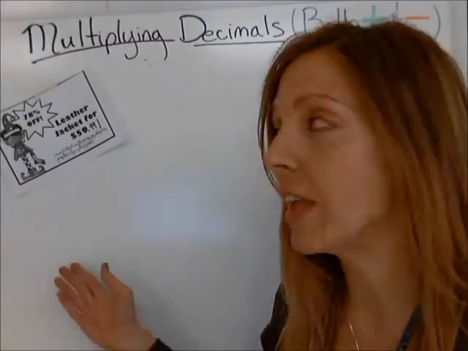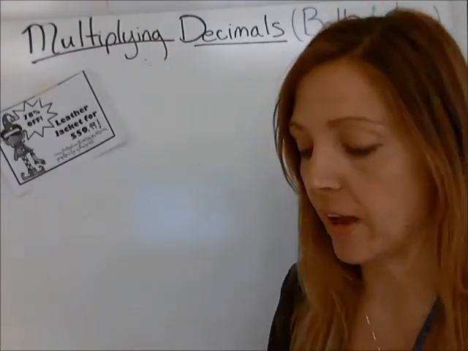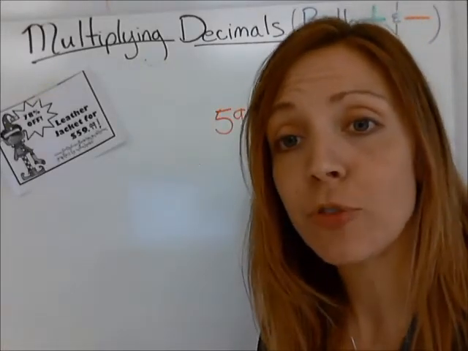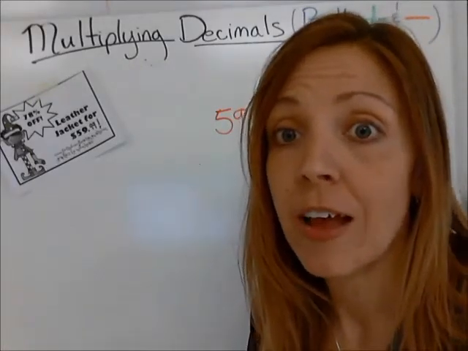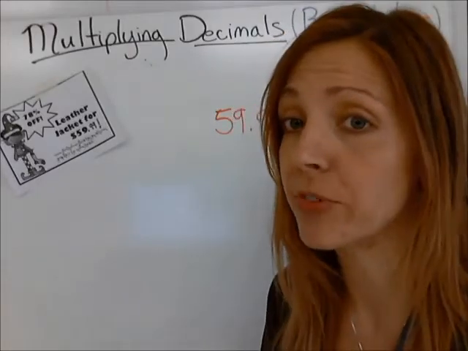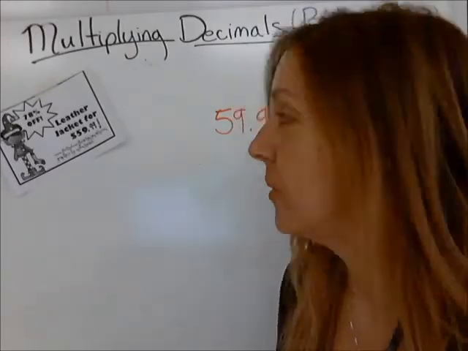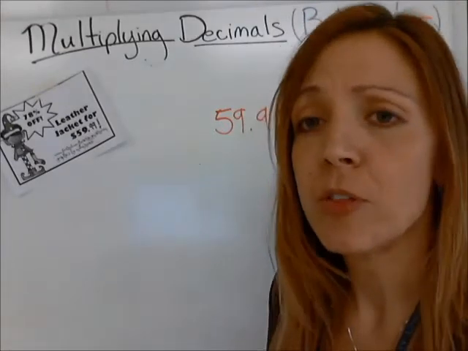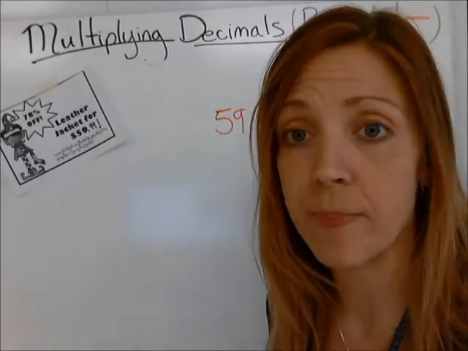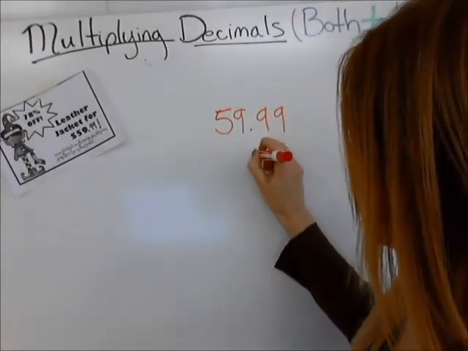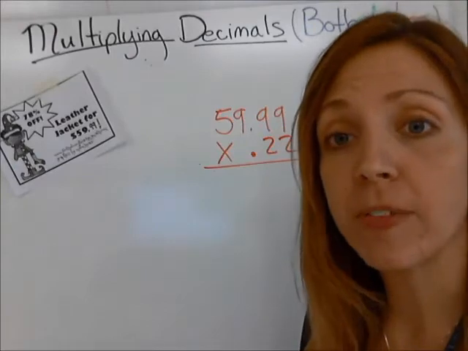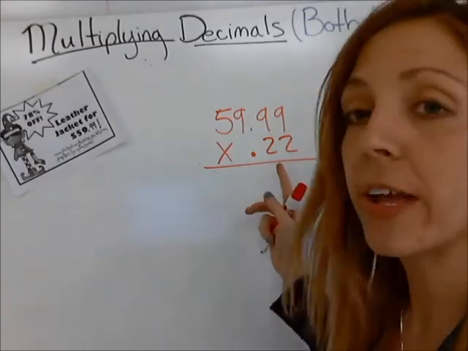Well, here I have 78% off of a $59.99 jacket. And since it is 78% off, that means 22% of the cost I'm going to have to pay. 78% I get to keep. So I'm going to multiply $59.99 times the 22% that I have to pay. These are both decimal numbers, so let's go ahead and multiply this.